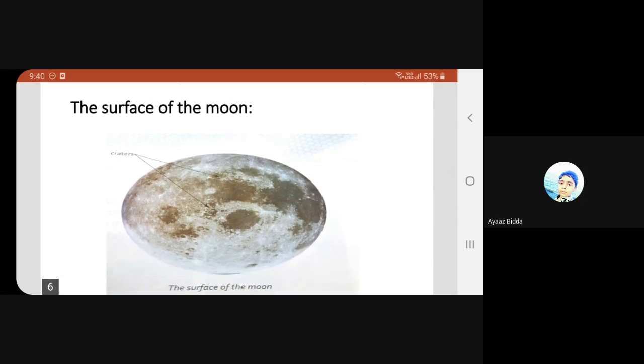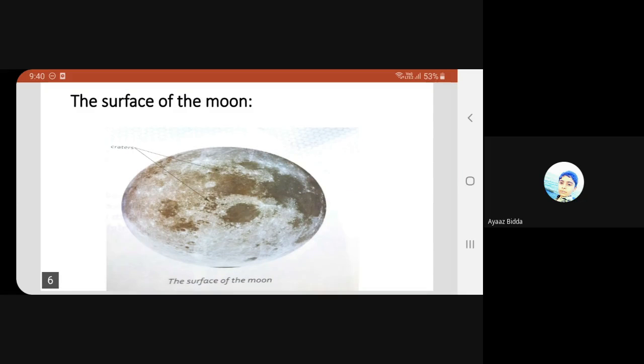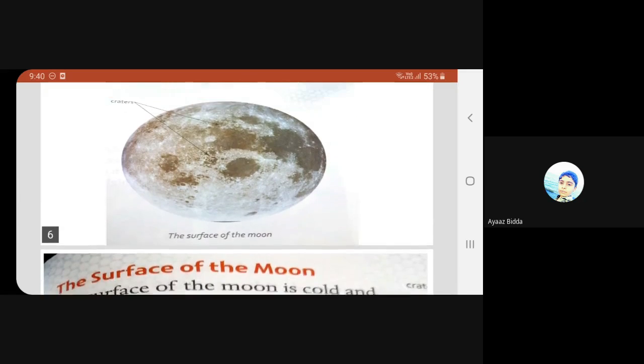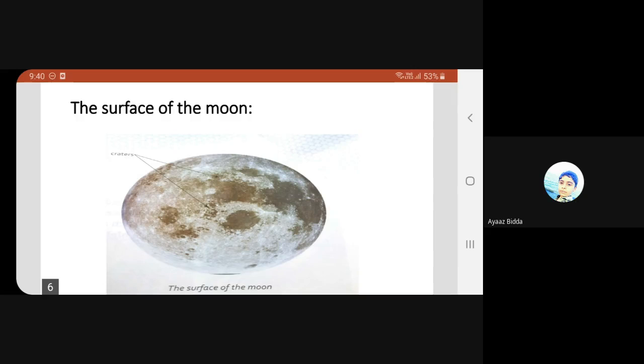Now the next topic's name is the surface of the moon. What is the name of the next topic? The surface of the moon. Okay, now the fact about the surface of the moon is that we have learned that there is no air present there.